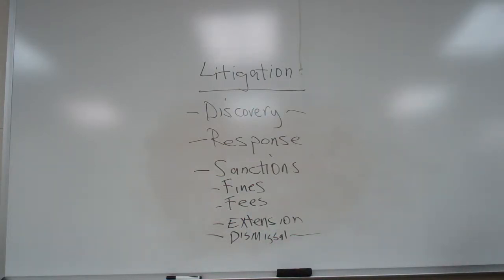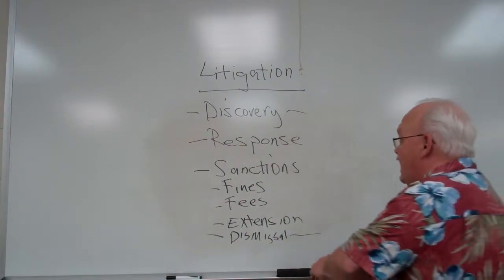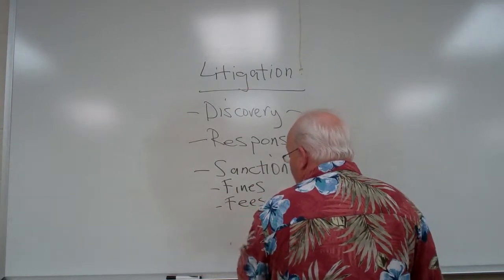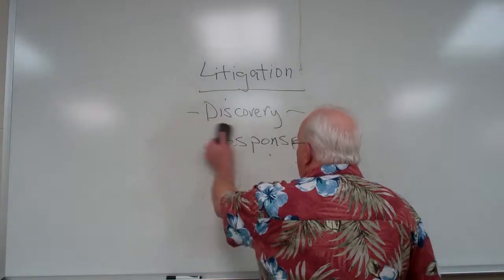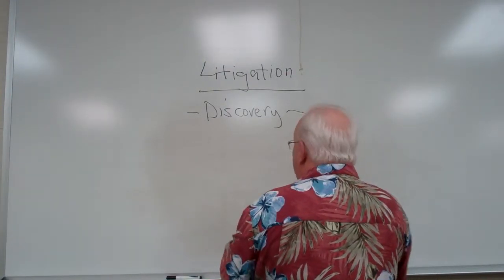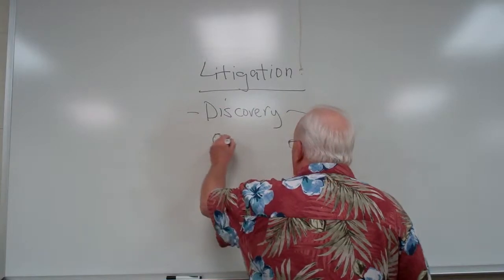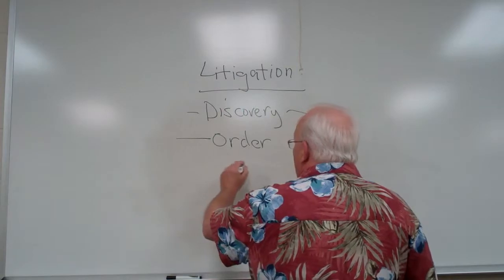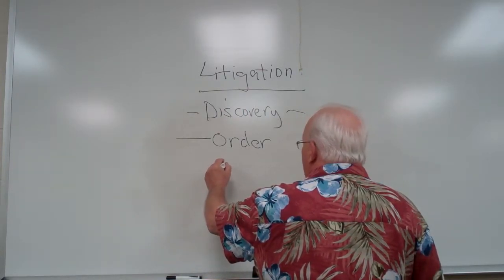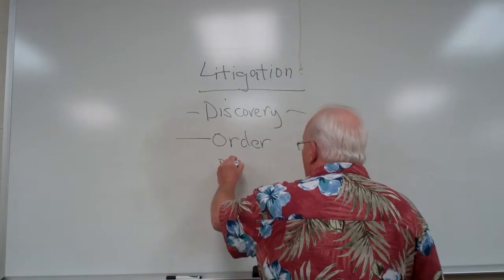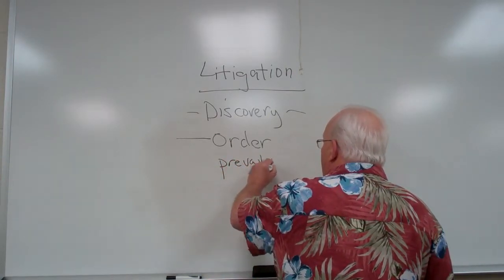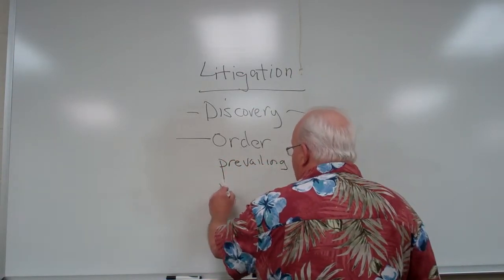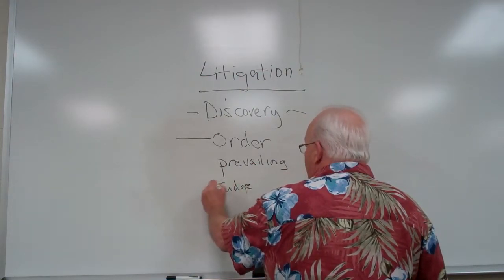We'll get more into the discovery side of it, like we told you. Most of the time when you have a motion and a response, the court may call for argument, and then at some point the court will prepare an order. A lot of times when I say the court will prepare, the prevailing party will prepare that order. So the prevailing party prepares the order, the judge signs it, and then it's distributed, okay?